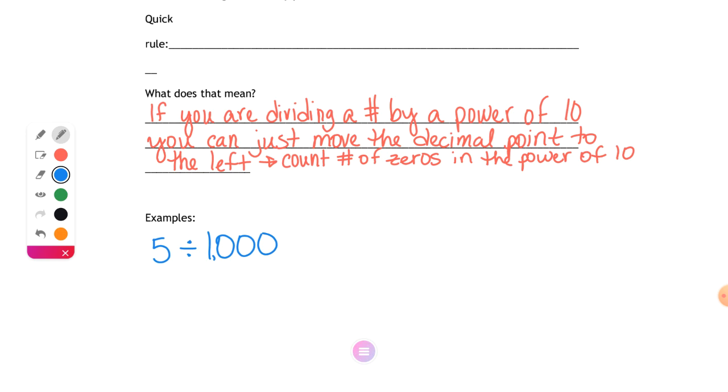Our work is going to be exactly the same as yesterday. What do I need to do? Harper? Write down the 5. Okay, copy down my 5. Now what? Brant?